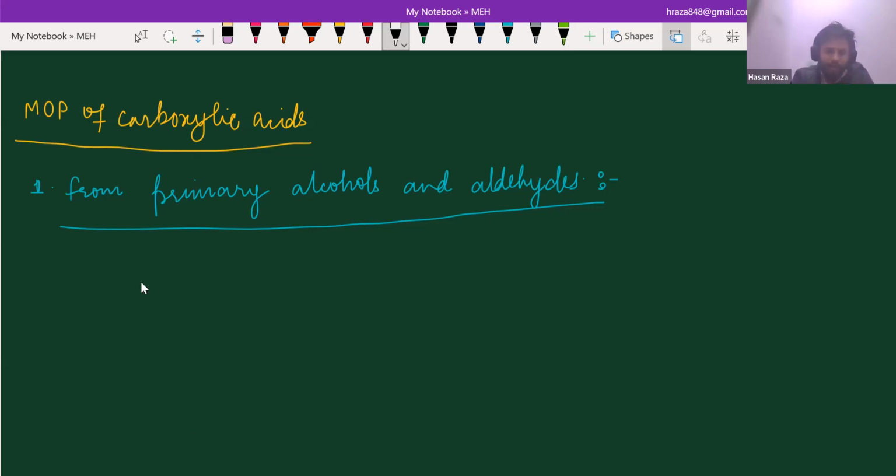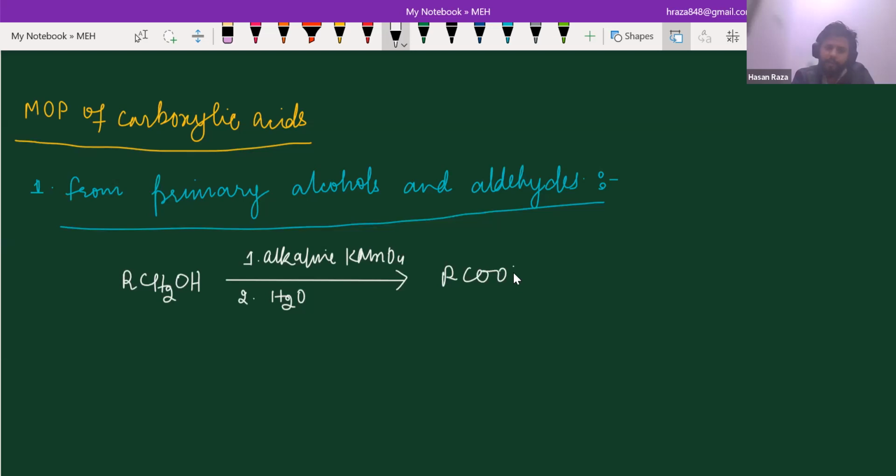So if you have RCH2OH, that is alcohol, and you are going to use alkaline KMnO4, that is potassium permanganate, and after this you do the hydrolysis, then you will get carboxylic acid directly. Whatever the number of carbons, if this is propanol, then it will be converted into propanoic acid. If it is butanol, it will be converted into butanoic acid. This is the concept. Are you getting my point?